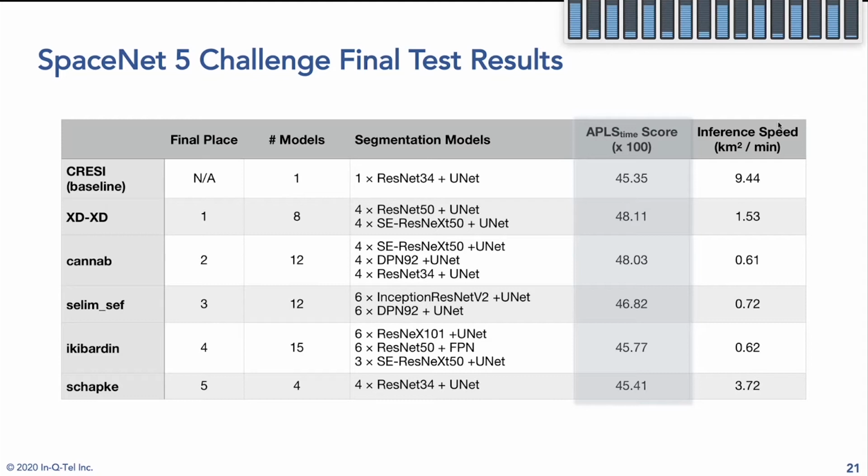So here's the top 5 submissions, along with the baseline, our CRESI baseline. And what you'll see from this highlighted column is pretty minimal spread in scores, right? So just about 3-4% difference between the top 5 scores, including the baseline, but much different approaches for the segmentation models underneath, right? So the baseline uses one model, whereas some of them use up to 15 different ensemble models, which can give you a slight bump in score, but there's a huge cost in terms of inference speed.